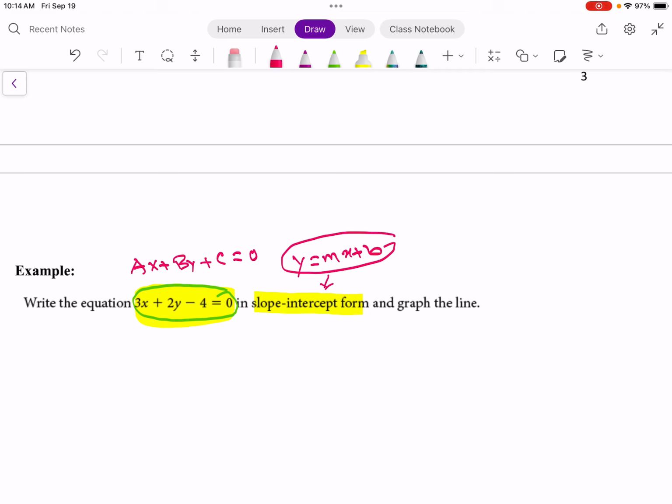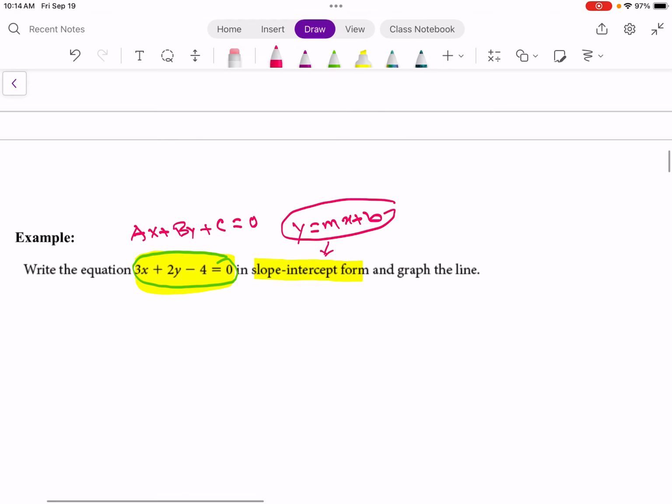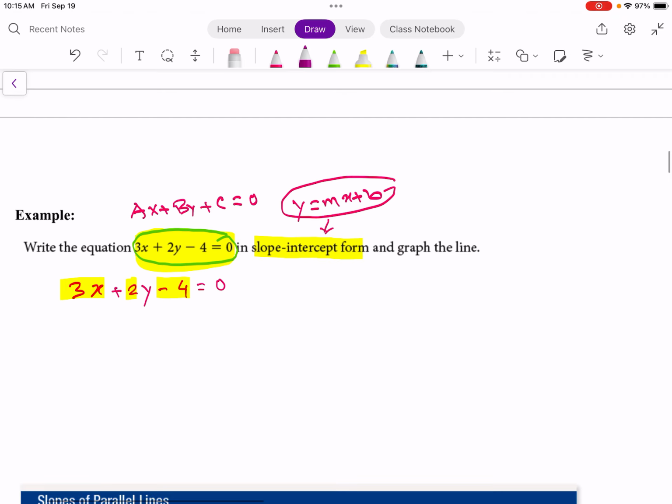Now how do we rewrite? Rewriting in slope intercept form means we are solving this equation for y. It means we are making y by itself on one side. So we have 3x plus 2y minus 4 equals 0. To make y by itself, we need to get rid of negative 4, we need to get rid of positive 3x, and we need to get rid of the 2. So we are solving for y. Now let's get rid of positive 3x. How do we get rid of positive 3x in this equation?